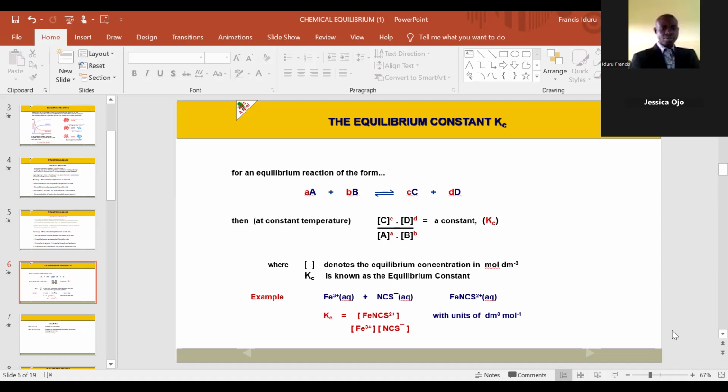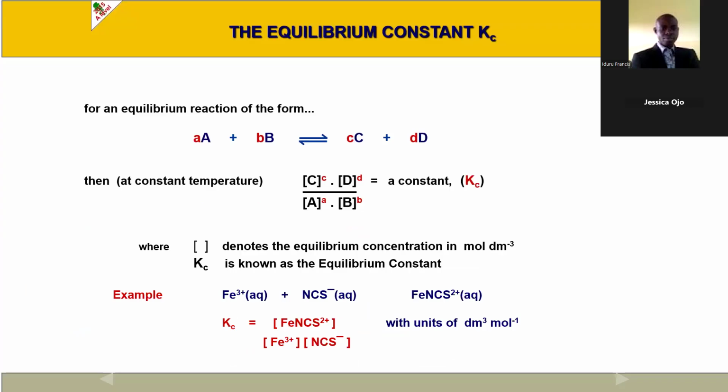And of course, you know that the square brackets represent concentration, and concentration is measured in mole per dm cube. So Kc is your equilibrium constant.